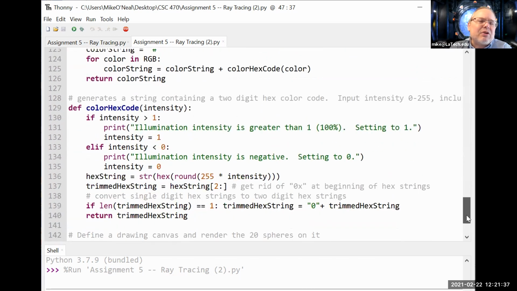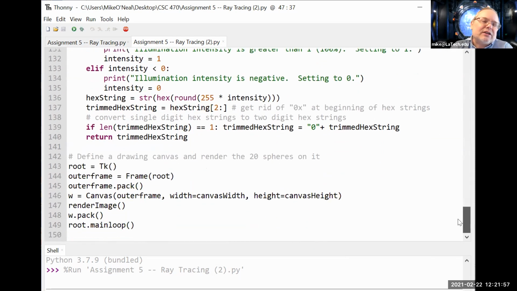Because some of you ran into problems with color hex codes, I added a little bit of error checking to make sure that when you're computing an intensity, it's not greater than 100% or less than 0, because that would screw up the calculation. So I explicitly put those checks in there and put those limits to keep it from erroring, because some of you guys ran into problems. And that's an old comment. Look at that, rendered the 20 spheres on it.